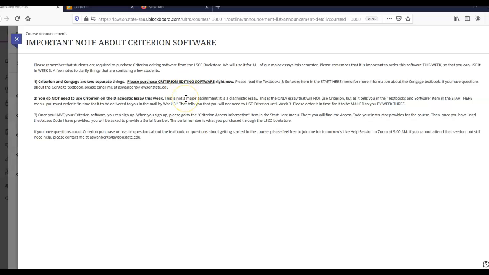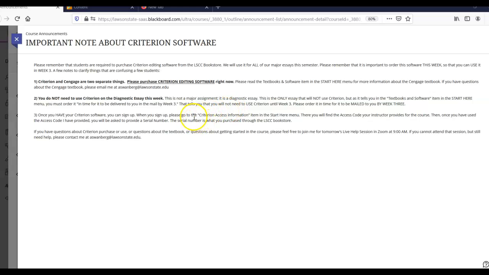But I did have a couple of students say that they were waiting to do the diagnostic until they had Criterion. You don't need it for the diagnostic. I'm not asking you to use it for the diagnostic. When you sign up, there's no assignment there that says diagnostic. So please don't wait. If you were waiting for this, go ahead and please take care of that diagnostic essay in week 1. You will need to use Criterion in week 3, 4, or 5, but not in week 1. I'm asking you to get it now so that they'll have time to send it to you.